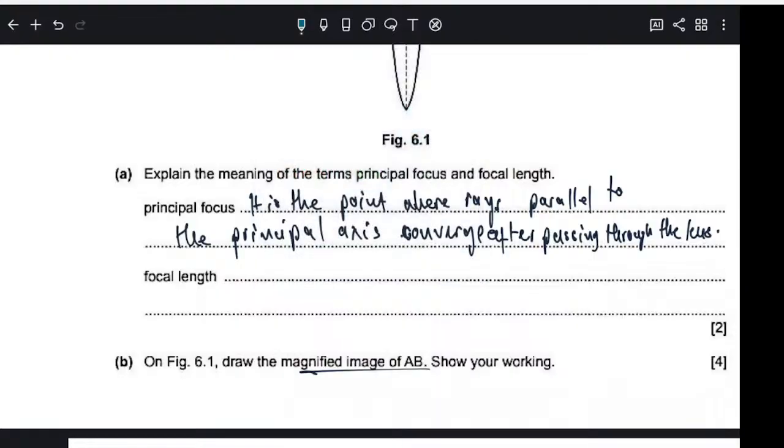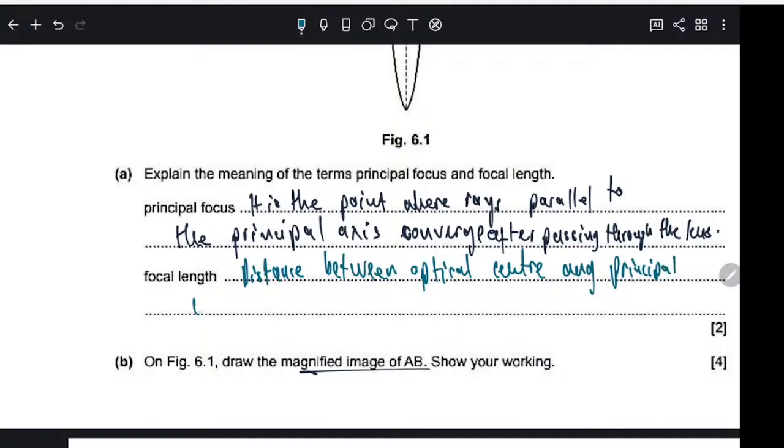Focal length now. Distance between, you see the three definitions I gave you? They're important. Distance between optical center and principal focus. Questions?